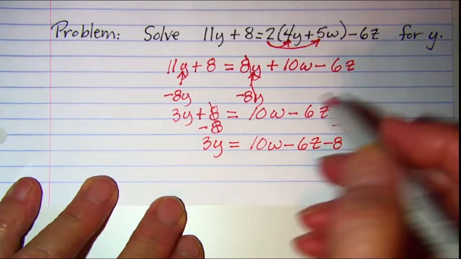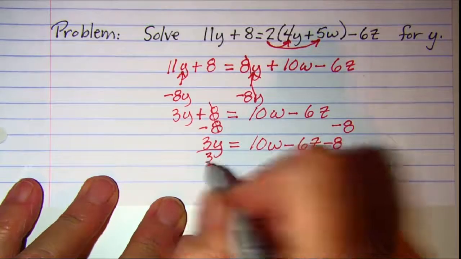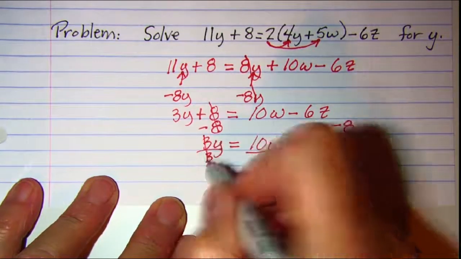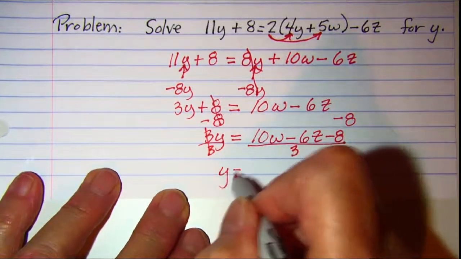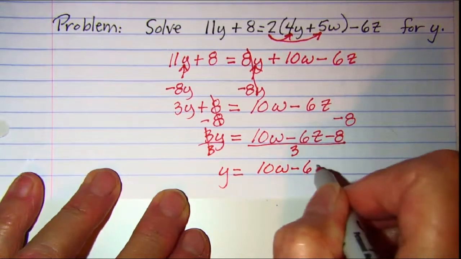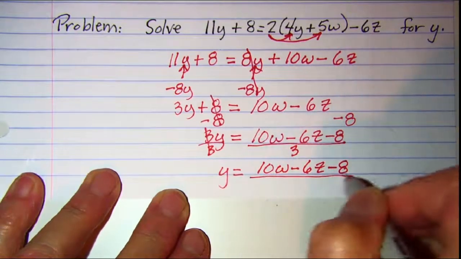Our final step is to divide both sides by 3, and these will cancel. So I end up with y is equal to 10w minus 6z minus 8, divided by 3.